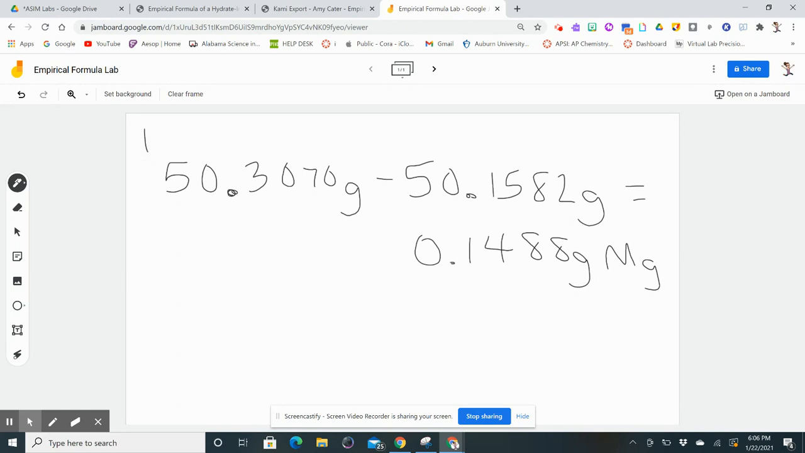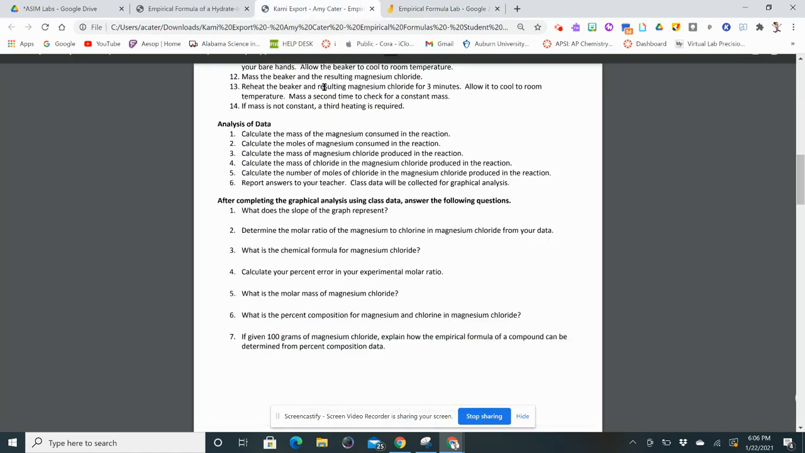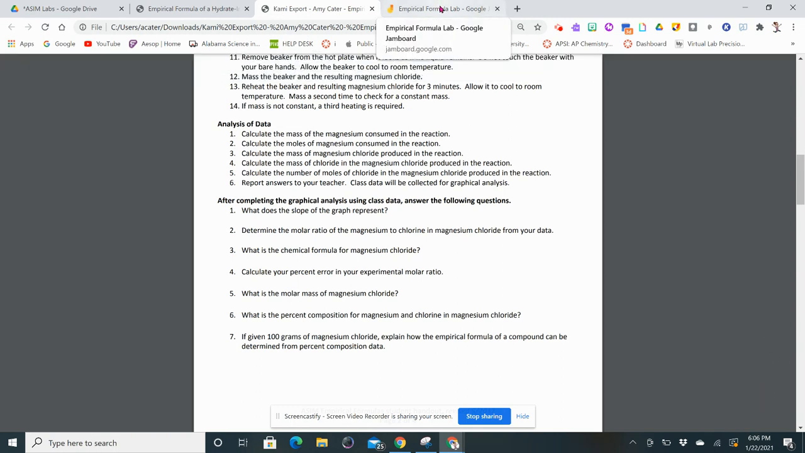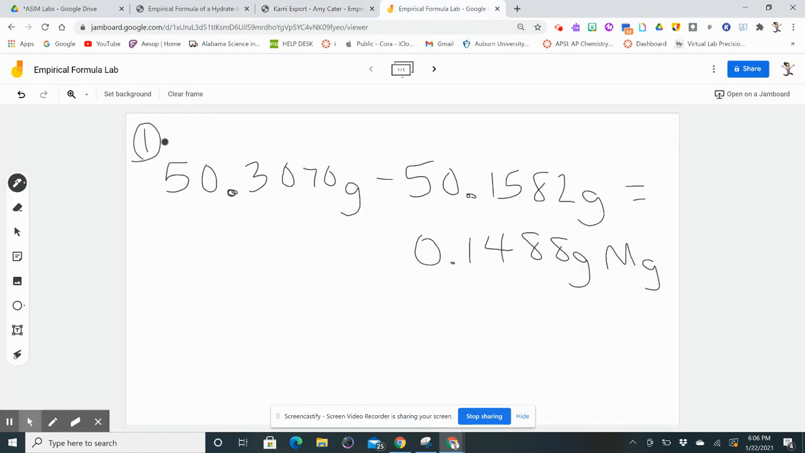So this is calculation number one. Mass of magnesium consumed. Actually, I'm sorry. This is not number one. Let me erase that. This is what we have to use to get to number one. So that's our initial mass of magnesium.